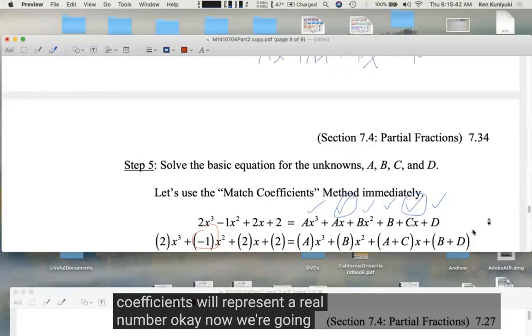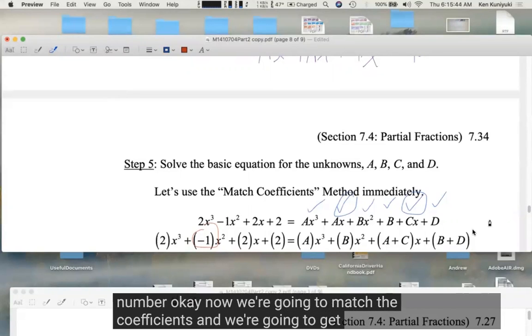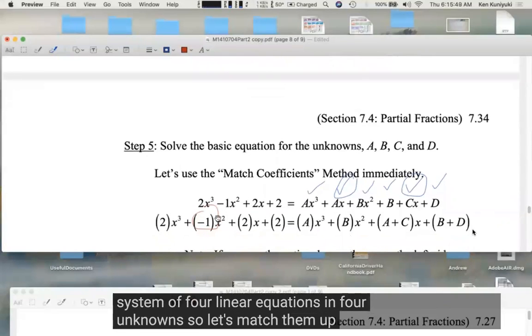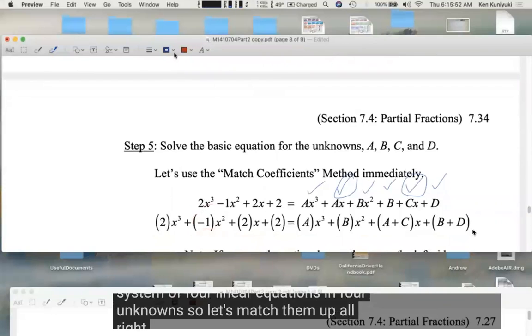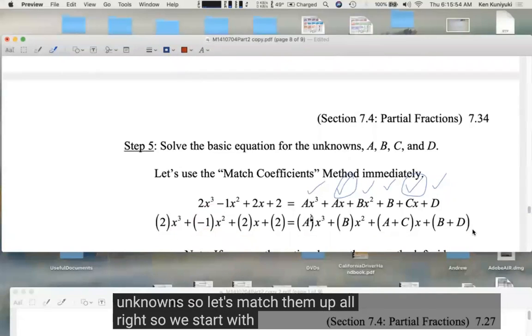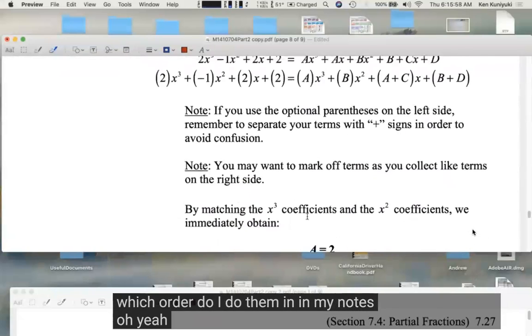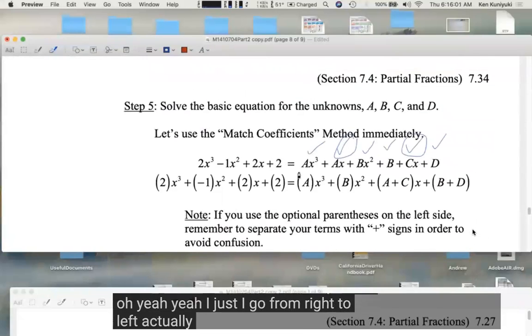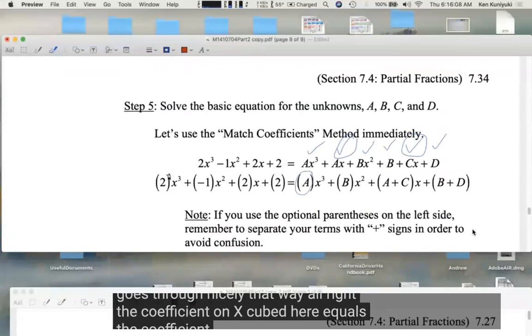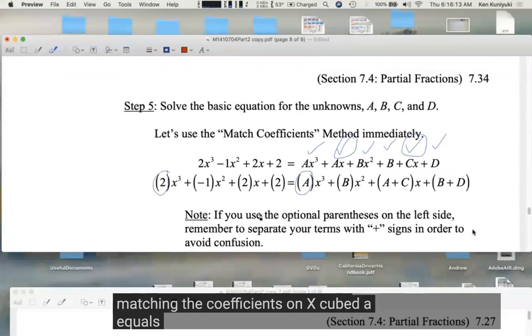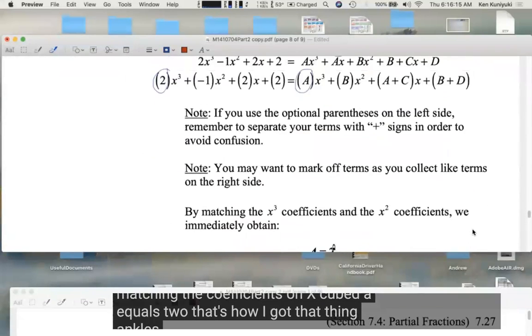Okay, now we're going to match the coefficients, and we're going to get a system of 4 linear equations in 4 unknowns. So let's match them up. All right, so we start with, in fact, which order do I do them in my notes? Oh yeah, I go from right to left. Actually, it goes through more nicely that way. The coefficient on x cubed here equals the coefficient on x cubed here. We're matching the coefficients on x cubed. A equals 2. That's how I got that, A equals 2.